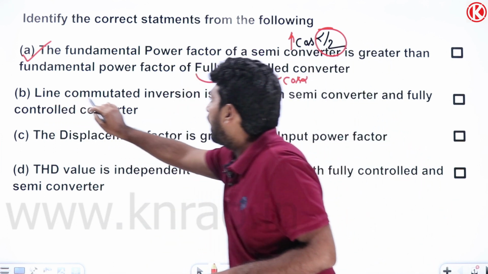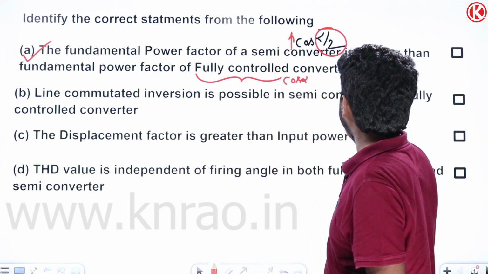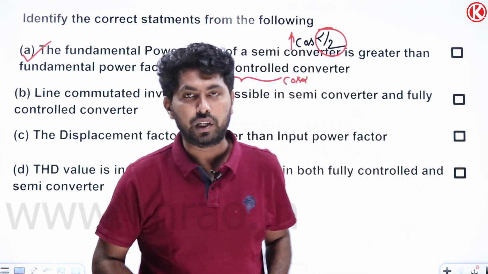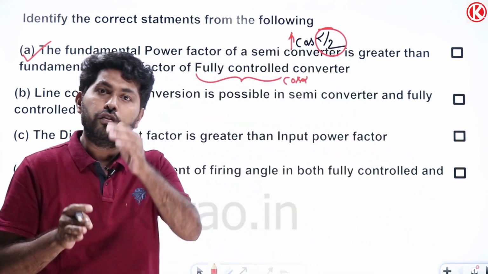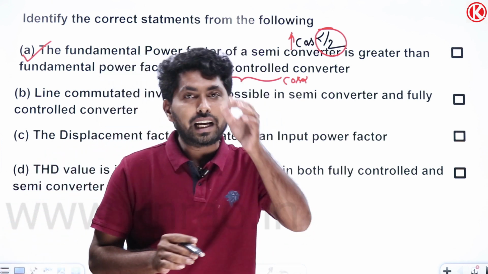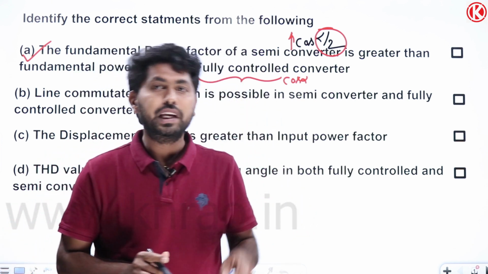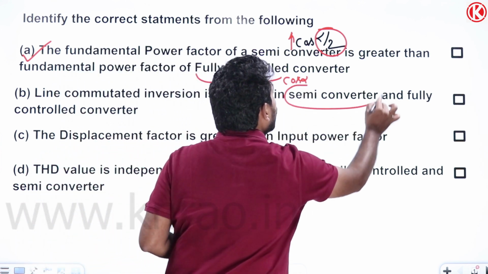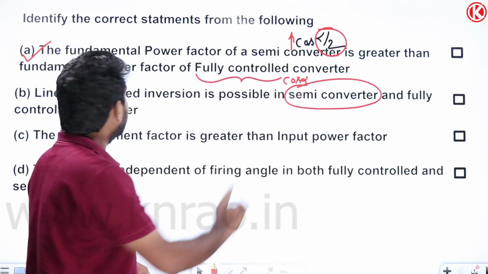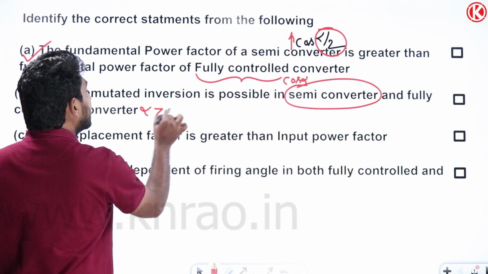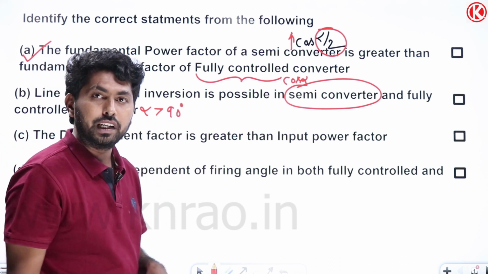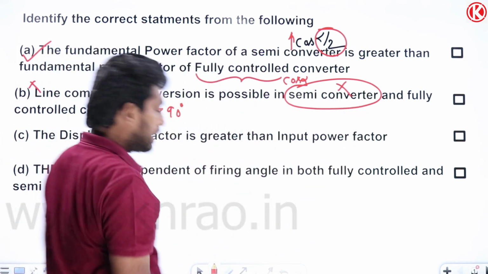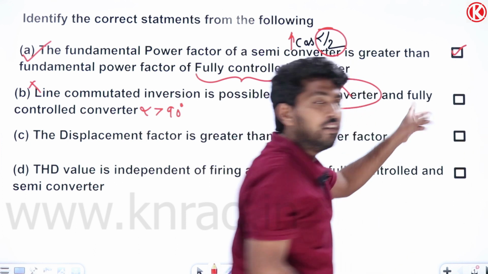The second statement: line commutated inverter operation is possible in both the semi converter and the fully controlled converter. Is it right? What is line commutated inversion? It is when alpha is greater than 90 degrees and the rectifier acts as an inverter, in the case of the fully controlled converter. For the semi converter, the output voltage will not be negative for any firing angle, so inversion is not possible. So the second one is a wrong statement.